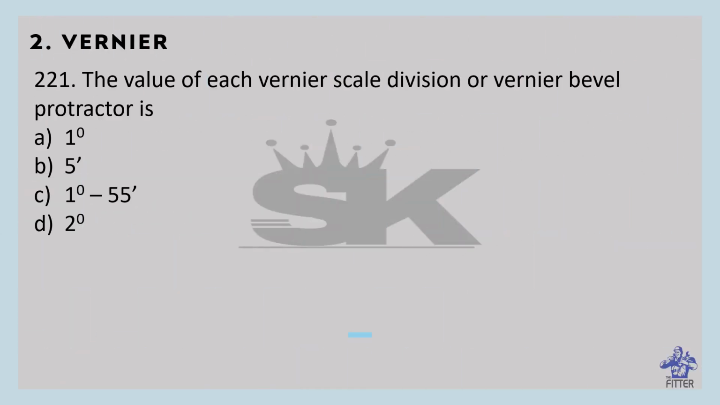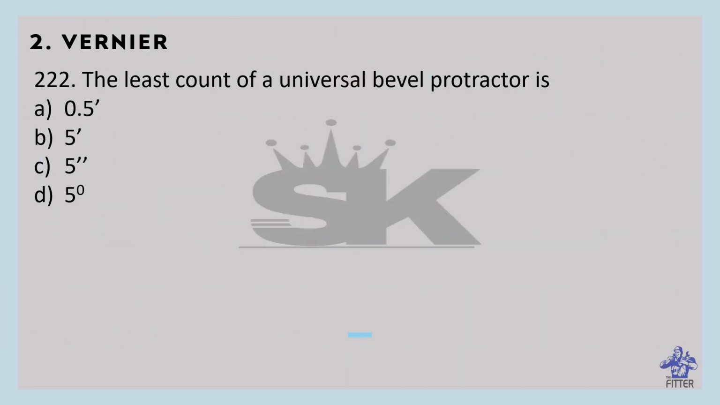The value of each vernier scale division of the vernier bevel protractor is option C, 1 degree divided by 12, that is 5 minutes. The least count of the universal bevel protractor is, we know, option B, 5 minutes.